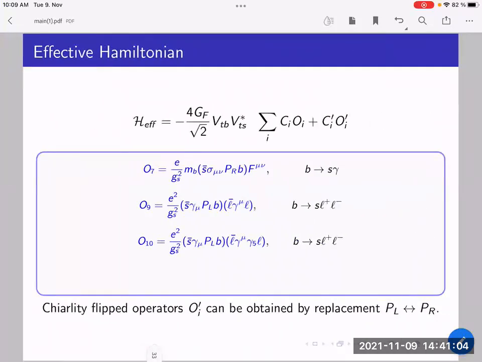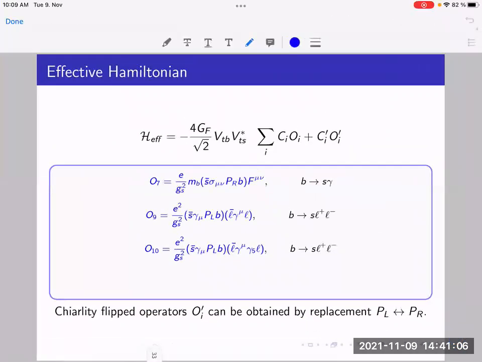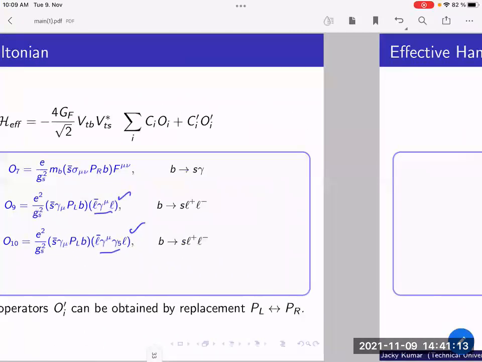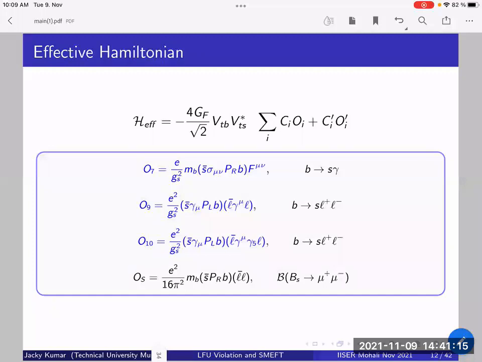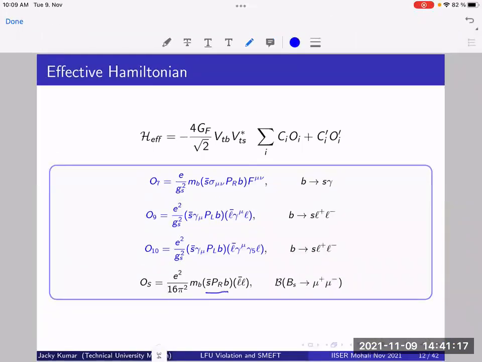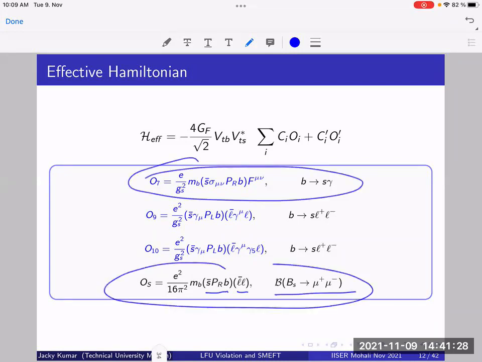Similarly, we also have O10, in which gamma mu is replaced by gamma mu gamma 5. So we have vector and axial vector operators. You can also write scalars, S bar P R B, L bar L, and again these are very severely constrained by B_s to mu plus mu minus. So from these two operators, there is no hope. We cannot explain the anomalies using these two operators because they are very severely constrained.